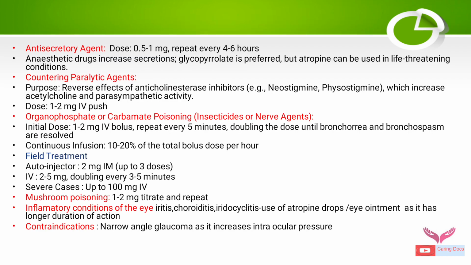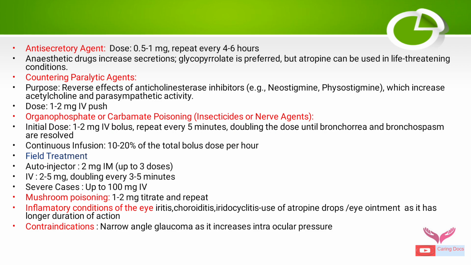It is also used as an antisecretory agent in a dose of 0.5 to 1 milligram, repeated every 4 to 6 hours. Some anesthetic agents increase secretions; glycopyrrolate is preferred there, but atropine can be used in life-threatening conditions. It is also used in countering the paralytic effects of certain agents. For example, it reverses the effect of anticholinesterase inhibitors like neostigmine and physostigmine, which increase acetylcholine and parasympathetic activity. Dose is 1 to 2 milligram IV push.